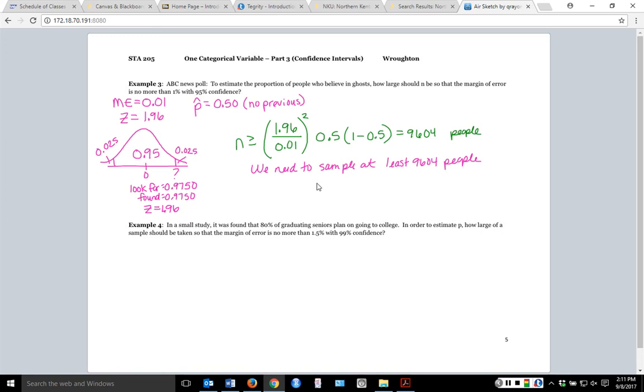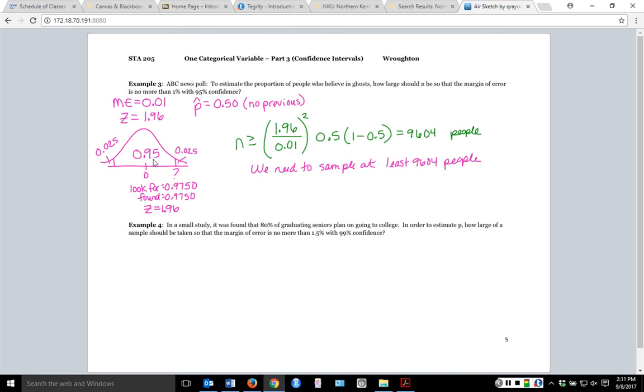So if I can't sample that many people and I want to make my numbers smaller, I've got to look at the two things I can control, which are my margin of error and my z. If I want to make this number smaller, I can either make the top number smaller. How I do that is I would have to lower my confidence.